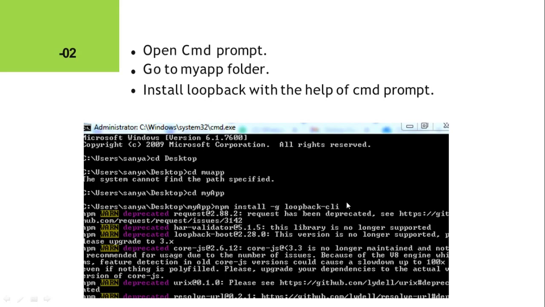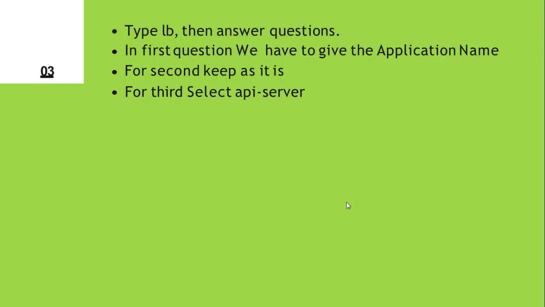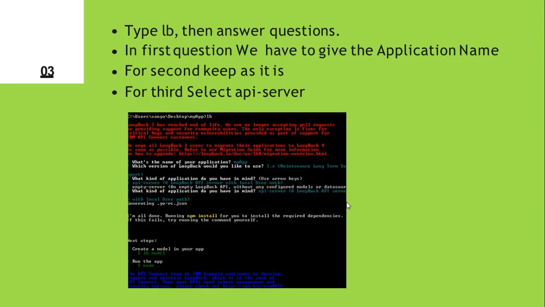After the installation, we have to create a folder where we will get all the files which we create under Loopback. Moving on to the next slide. For creating the folder, we simply type the command lb. It will show you some questions regarding your app name. If you simply press enter, then all your files go to that same folder. If you want another folder, you can also create it.